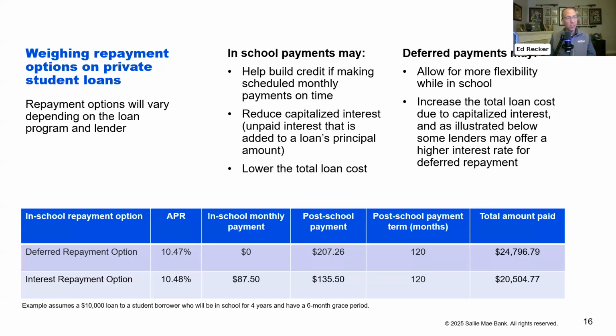So again, just a quick illustration as to why, if you can swing even some type of payment while you're in school, it really does have positive downstream impacts in terms of your total amount paid.